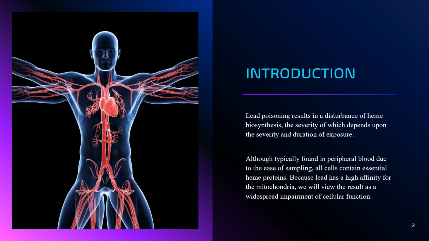The introduction: lead poisoning results in a disturbance of heme biosynthesis, the severity of which depends upon the severity and the duration of exposure. But as we go on with this presentation, we'll see that age can also play a factor. Although typically found in peripheral blood due to the ease of sampling, all cells contain essential heme proteins. Because of this, lead has a high affinity for the mitochondria, which can find its way into all cells. During this presentation, we will view the results as a widespread impairment of cellular function.